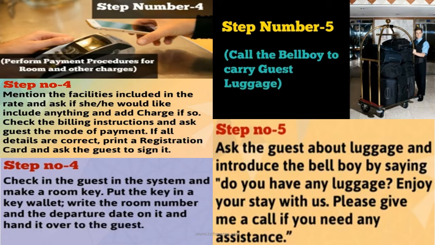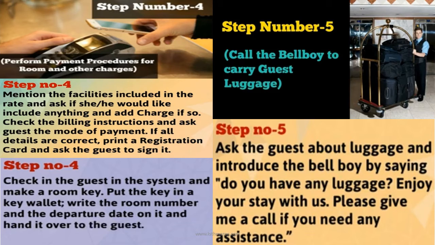So here you must ask the guest if he or she would like to have some facilities. Maybe he or she would like to have access to the swimming pool or to the minibar or to the parking. So you should ask him or her about the facilities they would like to include in their service. Check in the guest in the system and make a room key.